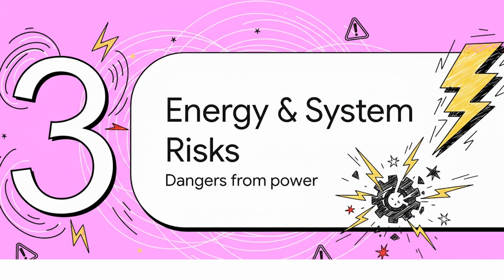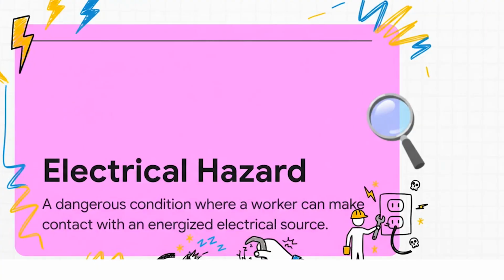Alright, our next category is a big one. It covers hazards that involve an uncontrolled release of energy. And when this happens, it can be over in a split second with some pretty devastating results. A perfect example of this is electrical hazards.